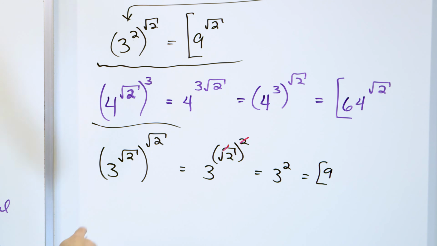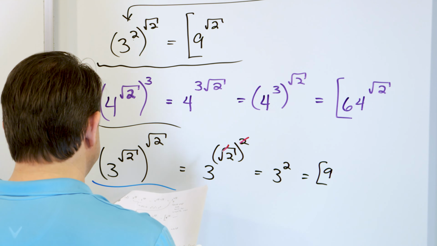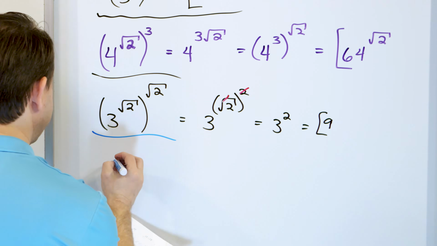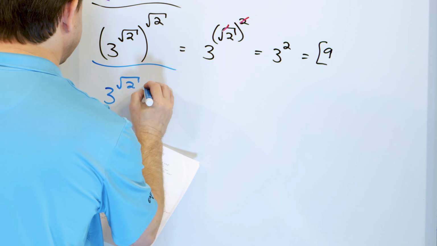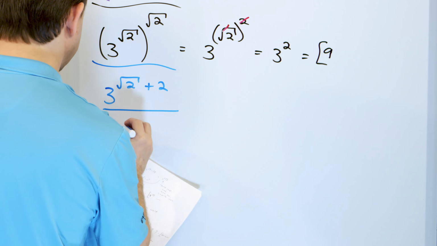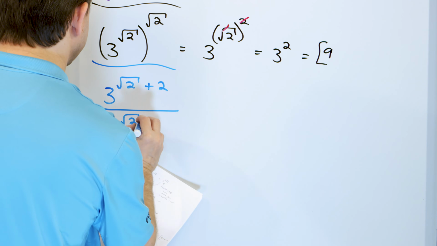All right, getting some practice here. Not too bad. Let's crank through the next one. What if we have 3 to the power of square root of 2 plus 2 over 3 to the power of square root of 2 minus 2.